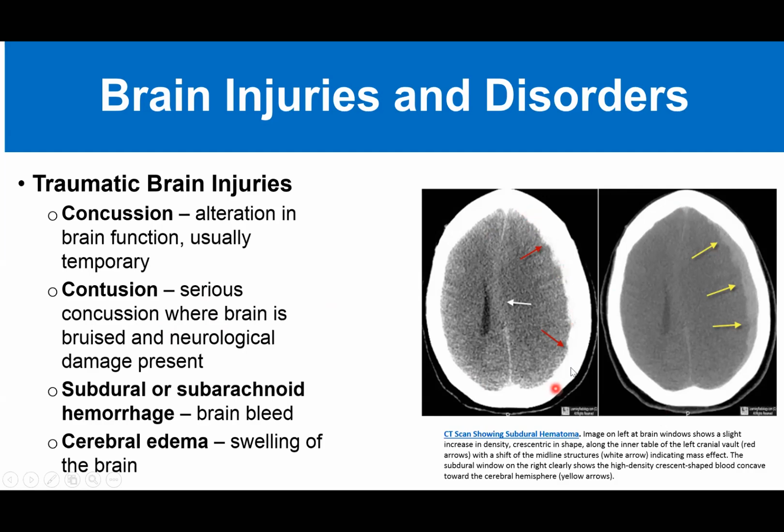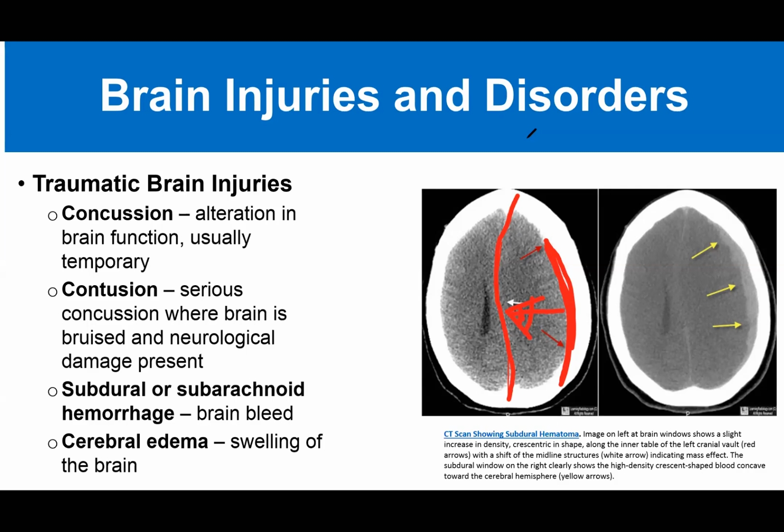This image on the left, we have increase in density along this left cranial vault area. And what you're actually seeing is along this midline here, we can see a shift in this longitudinal fissure. Basically, what this means is that there is pressure building over here somewhere that's actually causing the brain to literally push up against this midline and thus move the midline over. And so that's actually what you can see over here on the right.